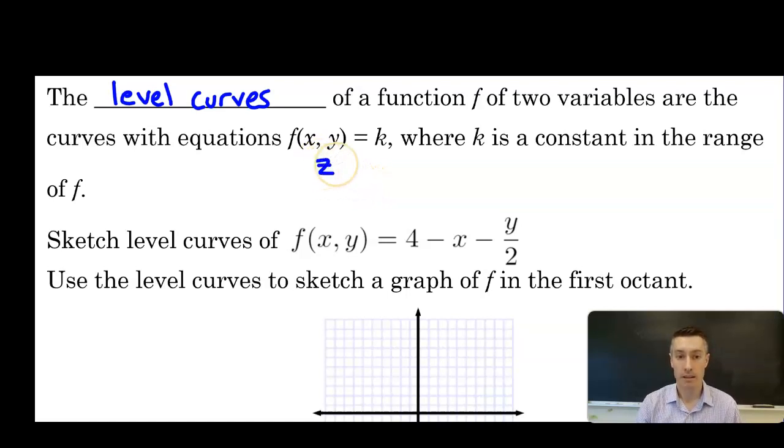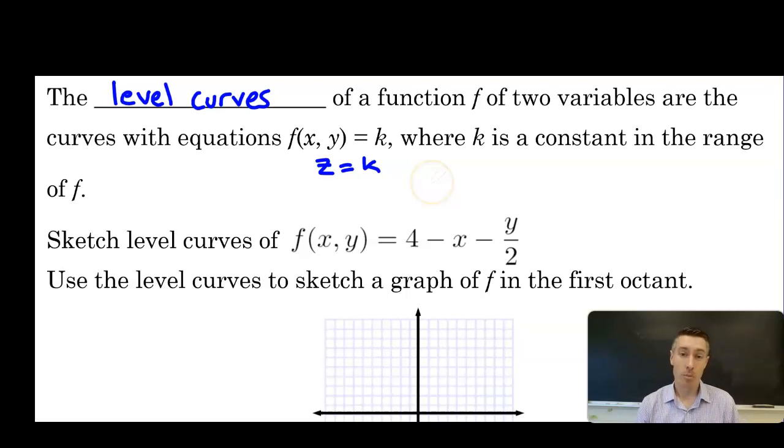So really this is like saying z equals k. And we're going to graph the curve we get for each constant that we replace z with, or f of x y with. And we're going to represent all of those on the same 2-dimensional axes on the xy plane. And by comparing the level curves, we can get an idea of what the surface looks like, or maybe some properties of the surface that would be helpful to answer further questions.